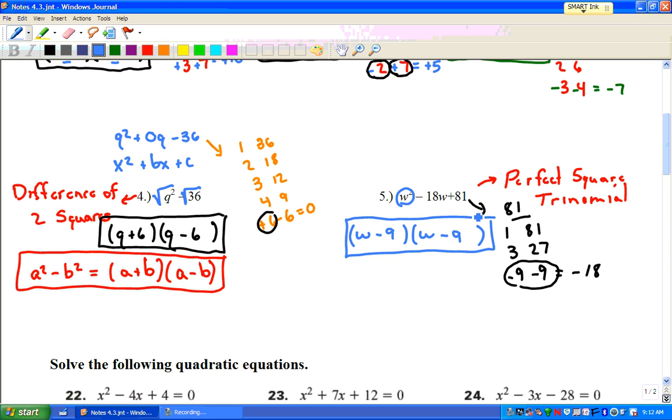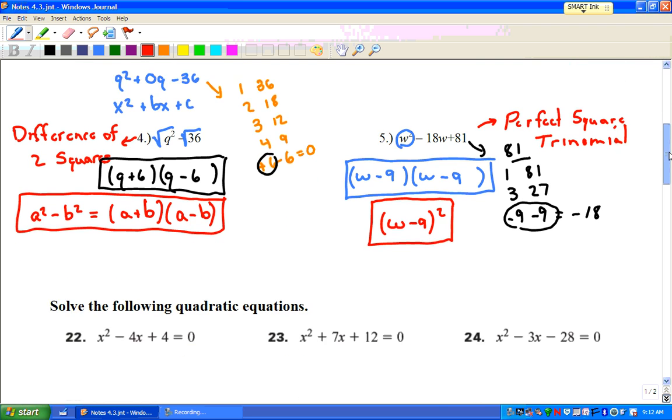All right. This one, to rewrite it, it's known as this, w minus 9. Since there's the same exact thing inside of parentheses, you can just go ahead and say squared. So whenever you have a perfect square trinomial, whatever is in one binomial is the same thing in the other binomial, and then you can write it as squared.